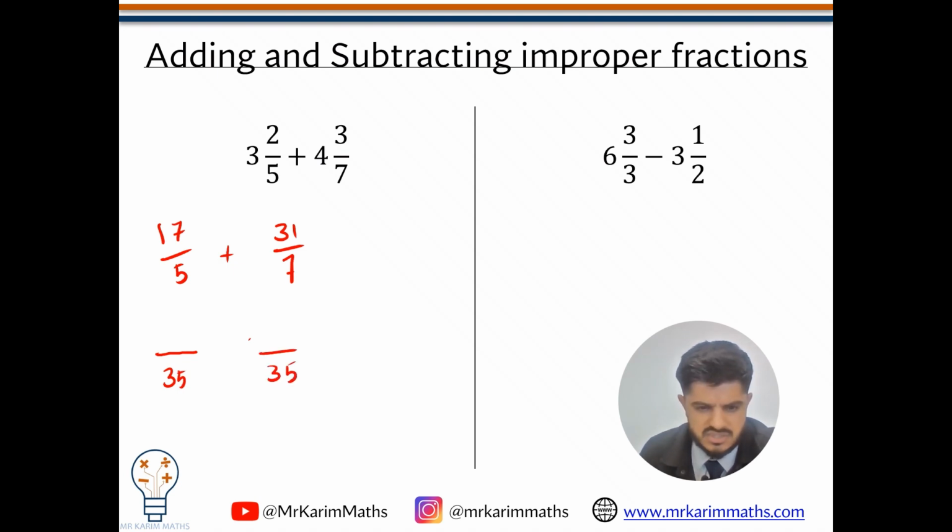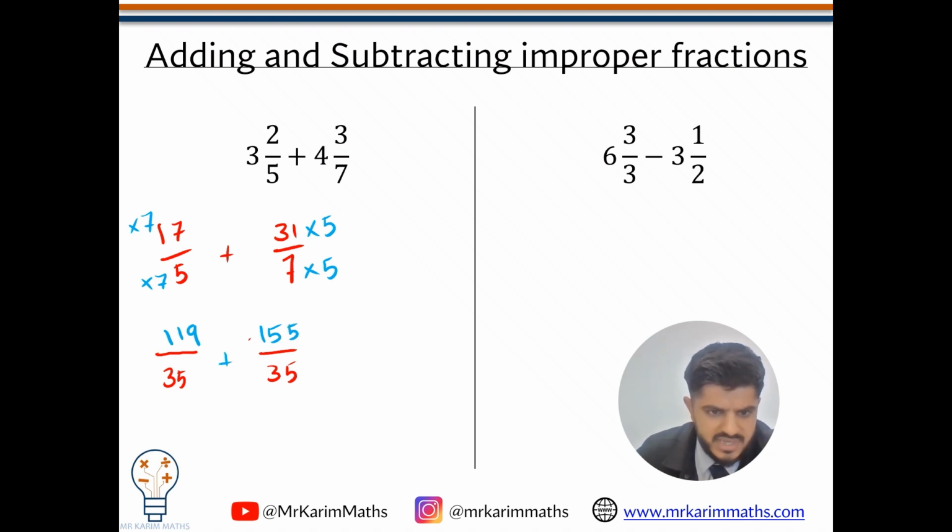So we want to ask ourselves, how did 5 become 35? Well, we multiplied it by 7. So we multiply 17 by 7, which is 119. The other one was multiplied by 5, so we need to do 31 multiplied by 5. 31 multiplied by 5, I should be able to do this in my head. 155. I didn't do it in my head. I used a calculator, but no issues.